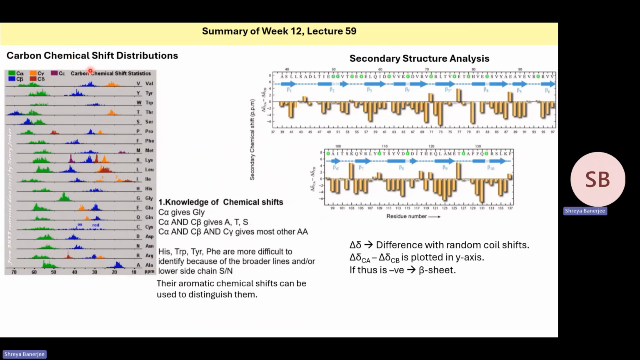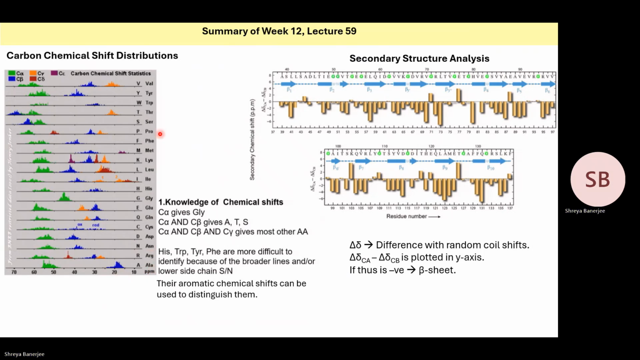Now, once you have, so basically similar to the solution state NMR, if you have a knowledge of chemical shifts, if you know where the chemical shifts of each amino acid are coming, so we know glycine will only have, see, this is glycine, there is only C alpha. There is one C alpha that is shown by green here. You can see green is C alpha. Alanine, threonine, and serine will only have C alpha and C beta. So if you come to alanine here, C beta is blue. So you only have C alpha green and C beta blue.